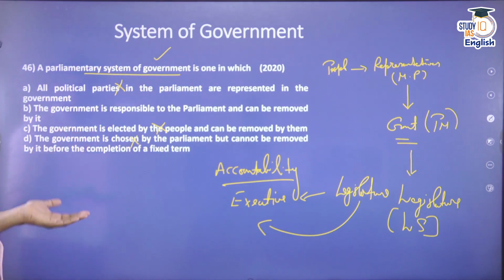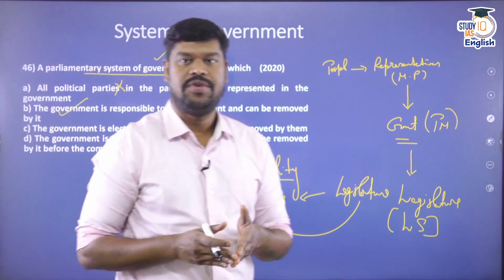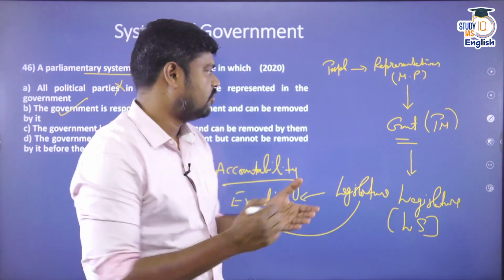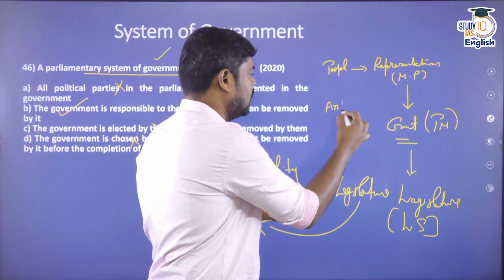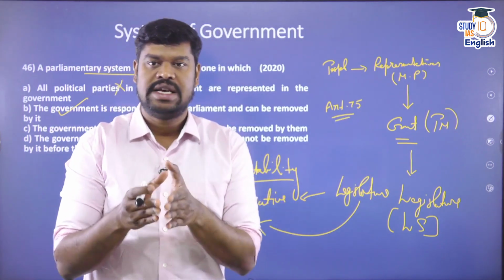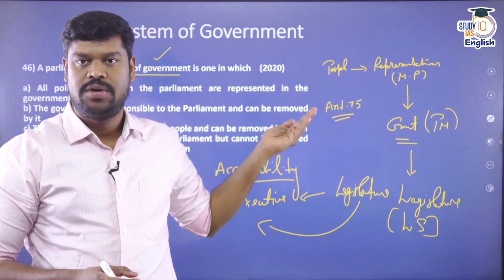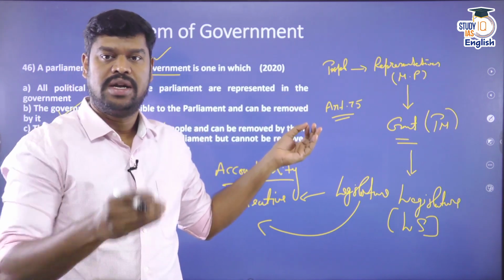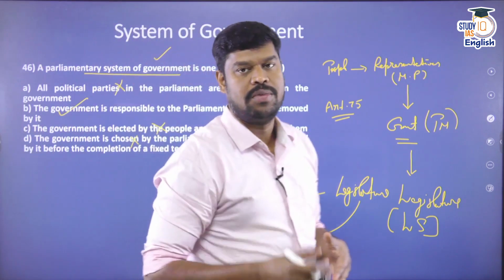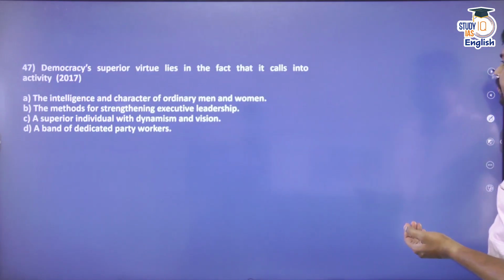So, the right answer would be: the government is responsible to the parliament and can be removed by it. To be very specific, it is responsible to the Lok Sabha, and in fact, Article 75 of the Constitution talks about the collective responsibility of the ministers to the Lok Sabha. That means they should always have a majority in the Lok Sabha. This is very important, and that is exactly what the parliamentary democracy is. That is the reason why the Constituent Assembly has chosen the parliamentary form of government over the presidential form of government. Next question.